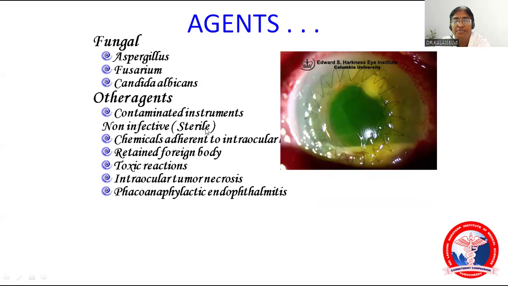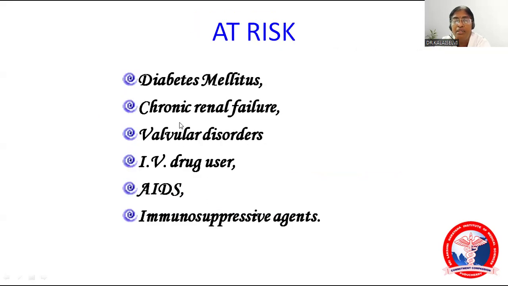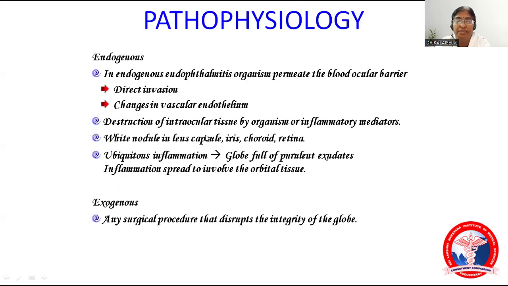In the non-infective type, we have sterile chemicals added to the intraocular lens which can excite an inflammatory response, and retained foreign bodies, toxic reactions, and intraocular tumor necrosis can happen. Like phaco-anaphylactic endophthalmitis can also happen. Those people who are at risk are diabetes mellitus patients, where there is immune suppression, and chronic renal failure, valvular disorders. Those who are intravenous drug users, AIDS patients, and those using immunosuppressive agents are all at risk of developing such things.